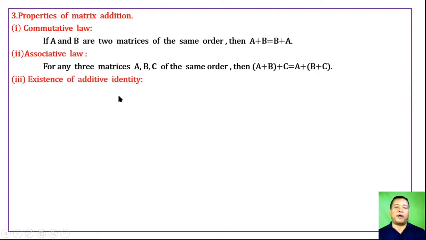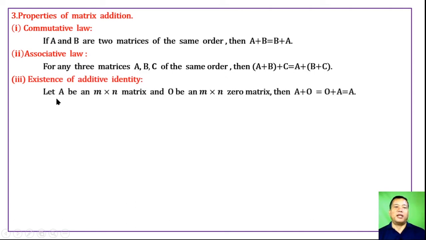Existence of additive identity. Let A be an M by N matrix and O be an M by N zero matrix. Then A plus O equal to O plus A equal to A.